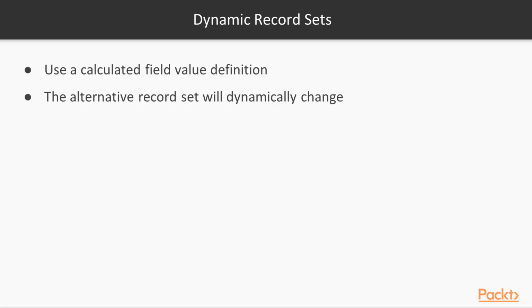Our next step will be about making our modified record set dynamic and based on the user's current selections, that is, using a calculated field value definition. By doing so, the alternative record set will dynamically change depending on what the user selects. To embed actual calculations into the field value definition in a set expression, we use the $ expansion, that is, DSE syntax.